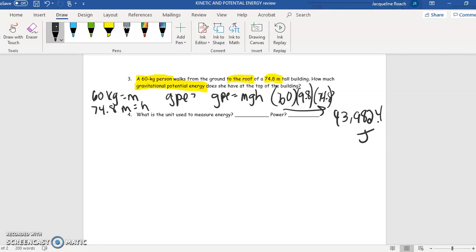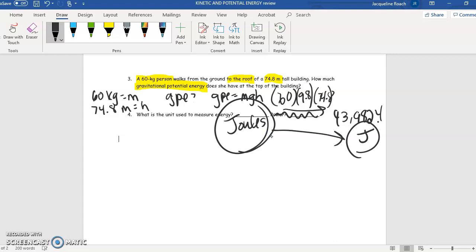Okay, number 4, last problem. What is the unit to measure energy? Is joules. Don't worry about that power next to it, right? We're working in joules. We abbreviate that J always on the end of our problems.